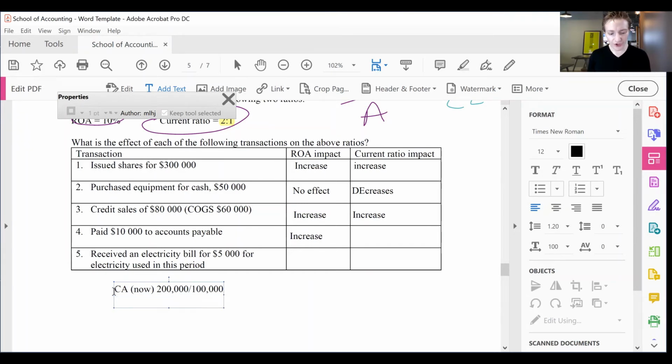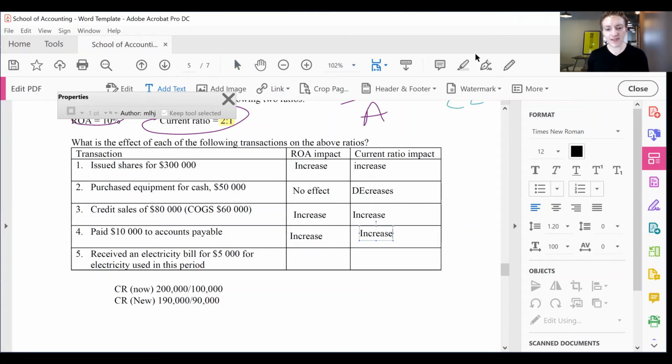Now the new current ratio is going to be, say we've paid off 10,000 in accounts payable. What would happen here? Well, we've lost 10,000 in cash. So now our numerator is going to be 190,000. However, we've reduced our accounts payable by 10K. So our denominator is now 90,000. So what that tells us is our current ratio will have actually increased. The reason it's increased is the percentage change in liabilities is greater than the percentage change in assets. So therefore, our current ratio will increase.